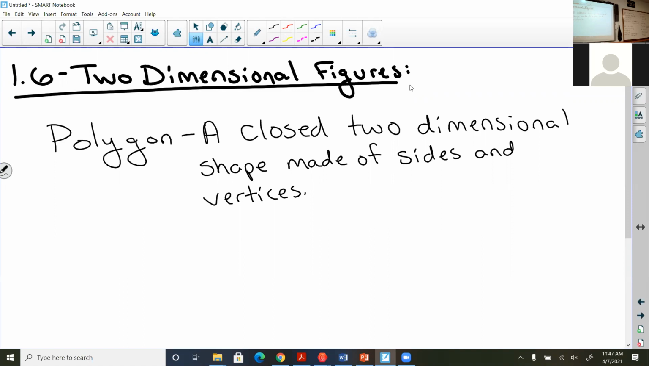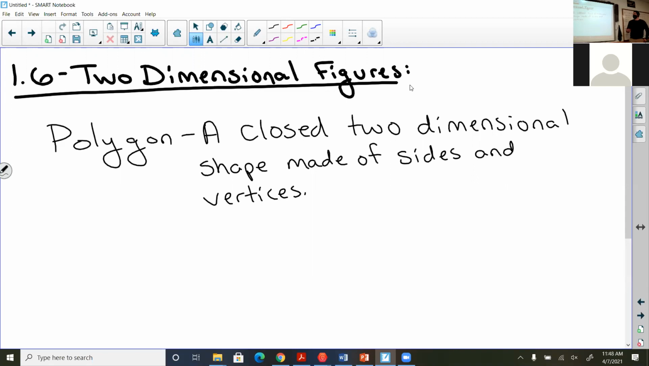Again, vertices is the plural of a vertex. When talking about a vertex, we've talked about it in a few different ways. The vertex for a polygon is when two rays or two segments connect, they intersect at a point. At that point is a vertex, and at the vertex is where we can find angles and angle measurements.